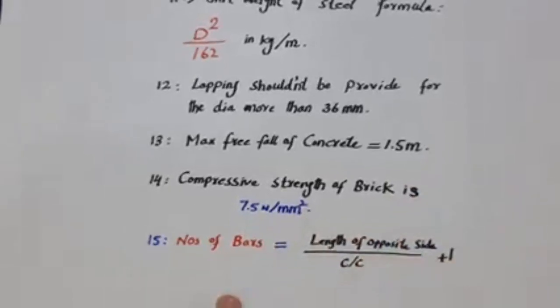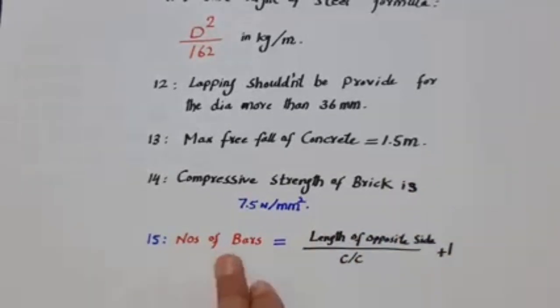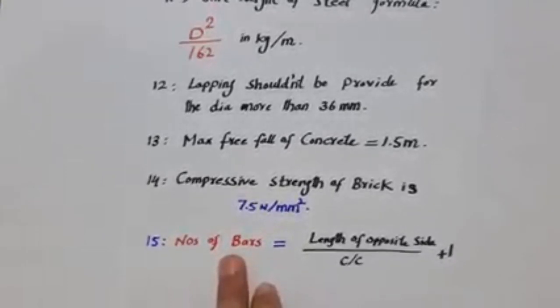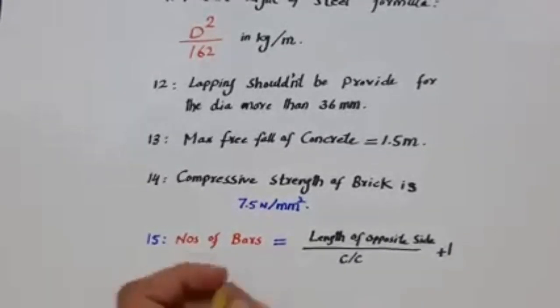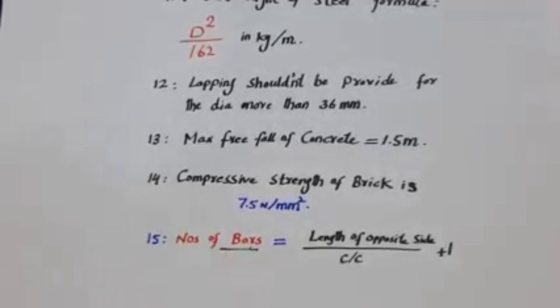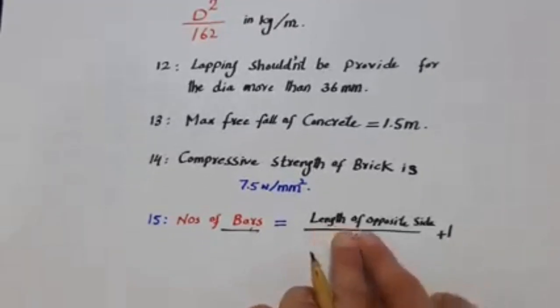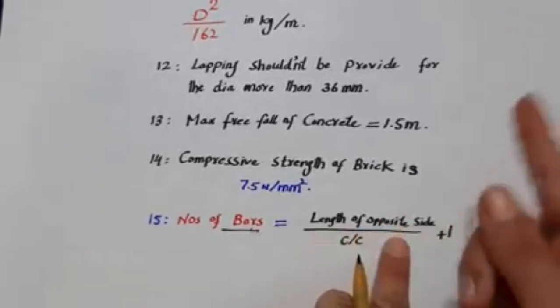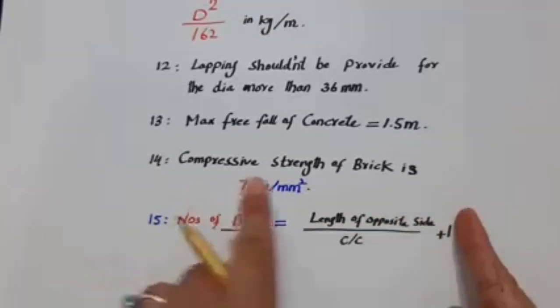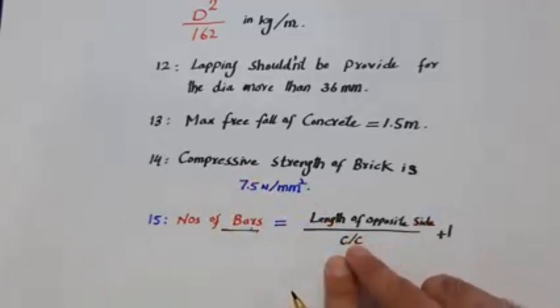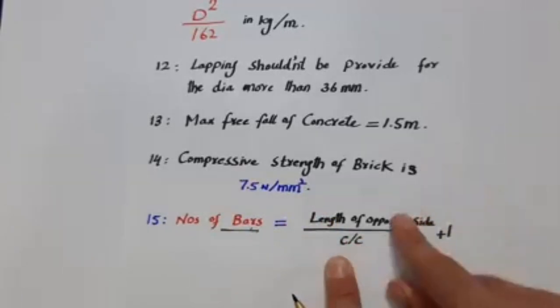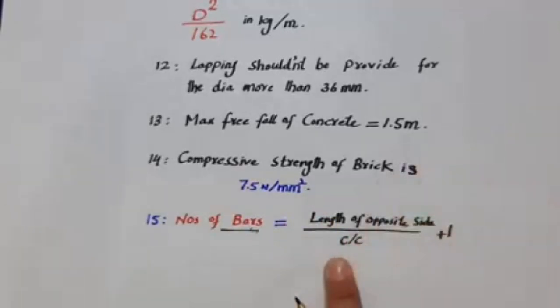Guys, the last one is number of bars. So how can you find the number of bars? In a slab, for example, the number of bars is the length of opposite side divided by spacing C/C, plus 1. Then you can find the total numbers of steel rods in the slab.